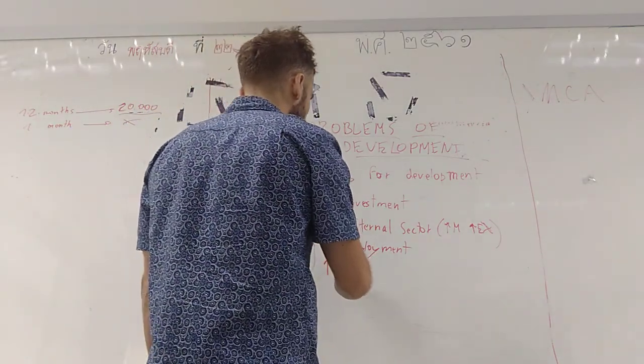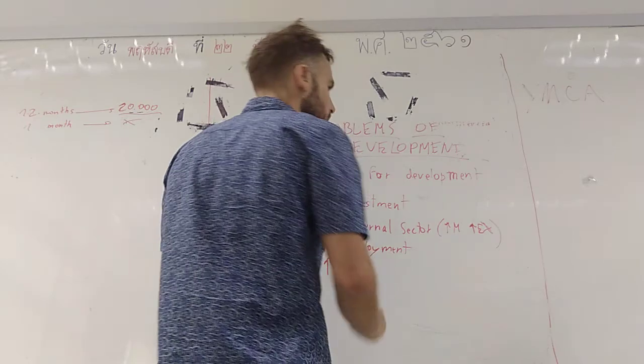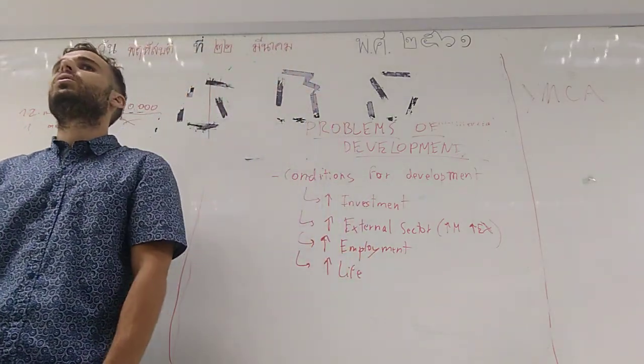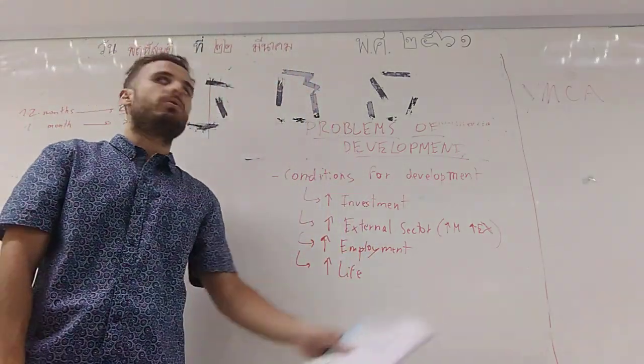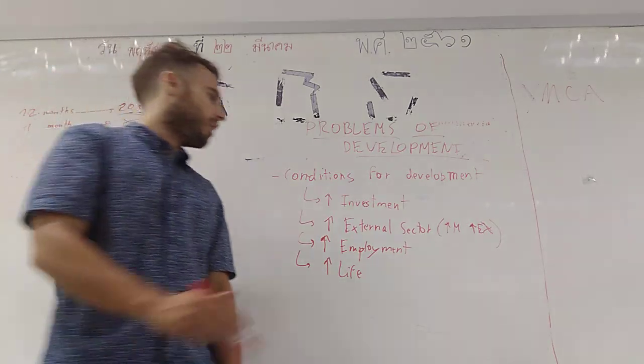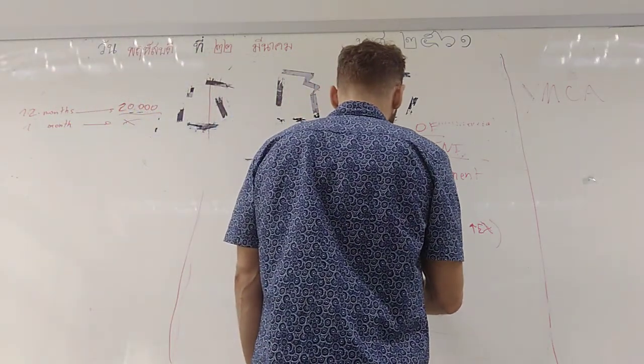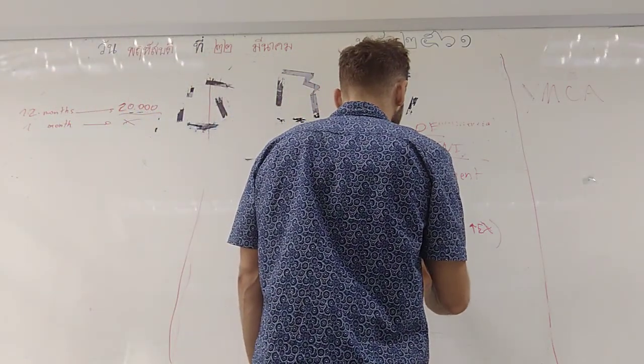Conditions for development, higher life expectancy. Very difficult. We can talk about the developing countries, where people die at 50 years old. When they are 50. What else?